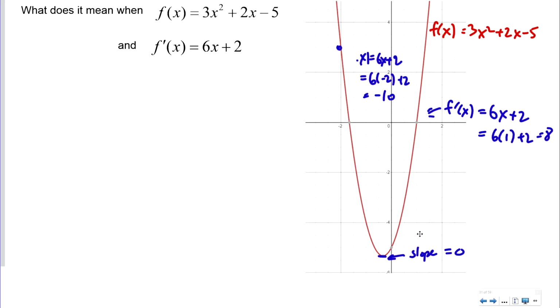Okay, so that's what slope means. It means that at every point on this curve, the slope can be represented by 6x plus 2, but the slope changes, right? Because the slope's going to be negative here, the slope's going to go to 0 here, the slope's going to be positive here, right? That slope changes as you move along the curve.